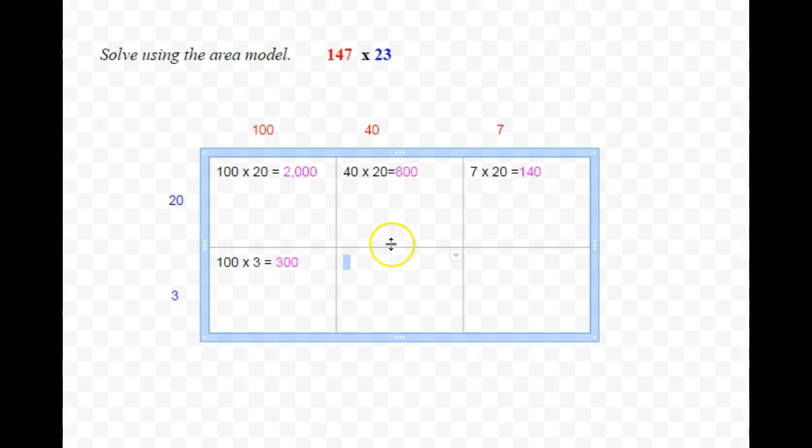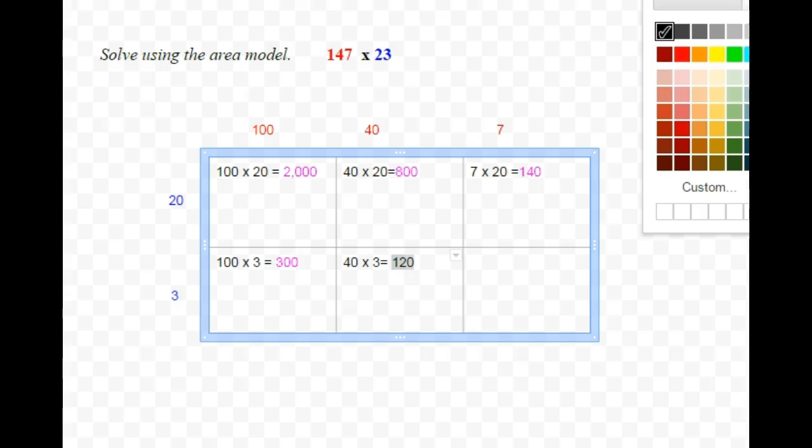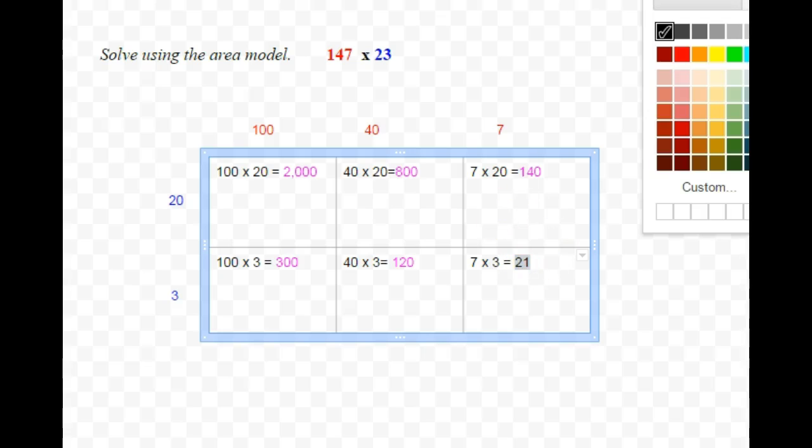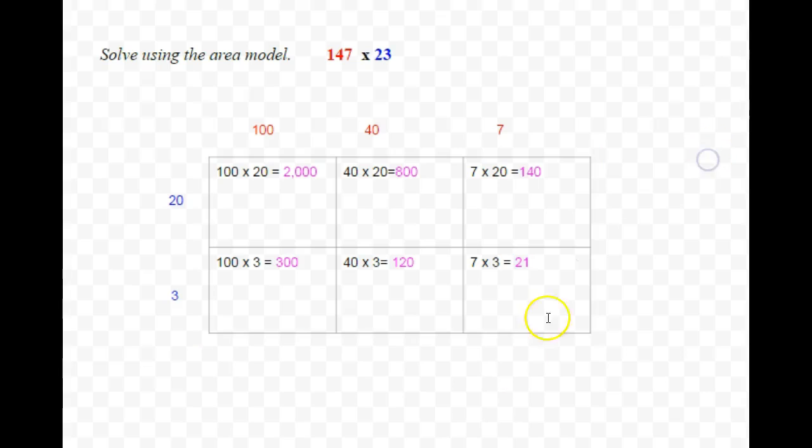I'm almost done, so I'm going to take this 40 times, can you guess what comes next? This 3 right here, so 40 times 3, and that equals 4 times 3 is 12, and add my 0, that's 120. And lastly, I do 7 times 3, that equals a lovely 21. And I have all 6 of my answers.